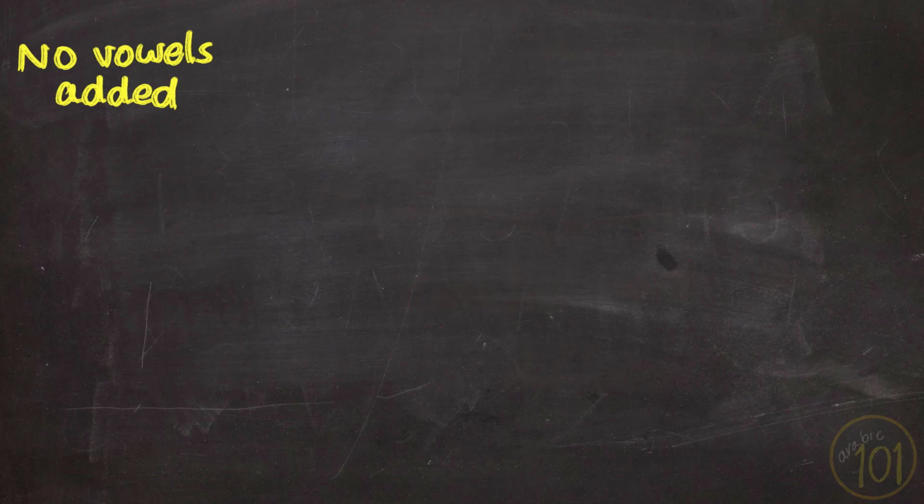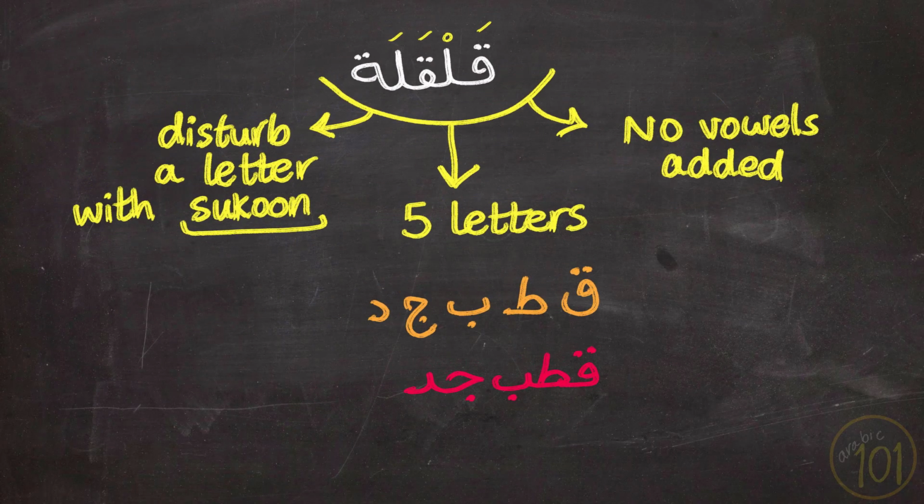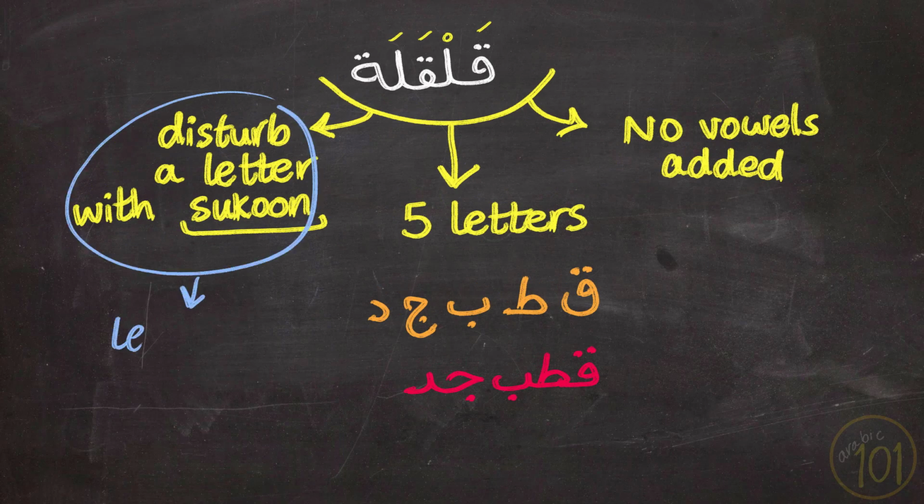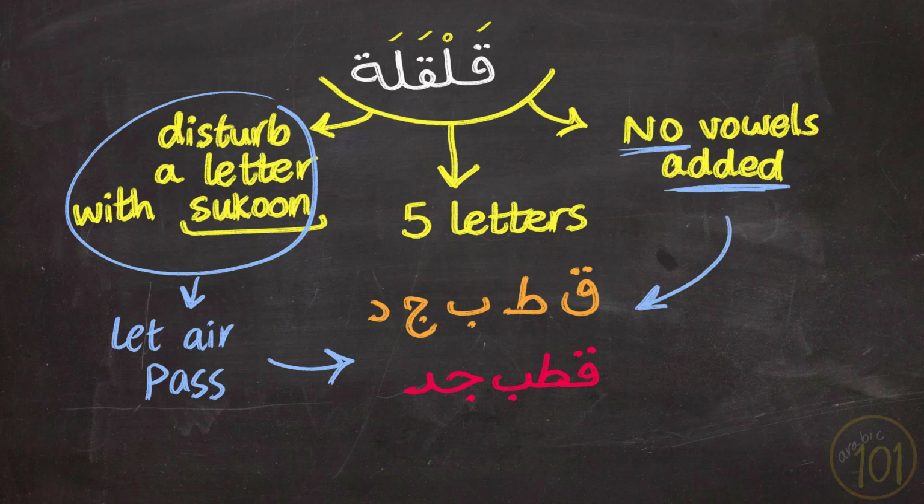Let's have a look at these examples, and we're going to focus on 2 things. Number 1 is to let air through when one of the qatb jad letters have sukoon. And number 2, not to add a vowel when one of the qalqalah letters have sukoon.